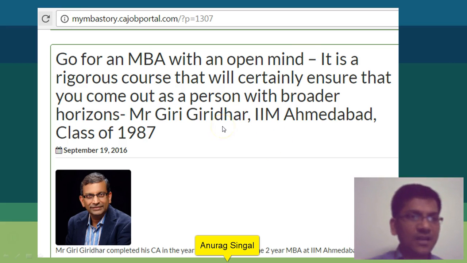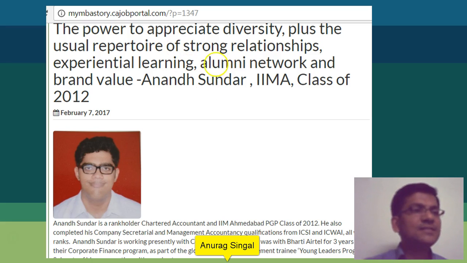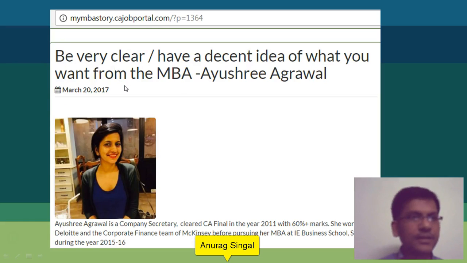Mr. Giri Giridhar, he is a chartered accountant and MBA from the 1987 batch of IIM Ahmedabad. Today he is the senior finance person in Indian Hotels. He says go to an MBA with an open mind. It's a rigorous course that will certainly ensure that you come out as a person with broader horizons. Anand Sundar, again CS, CA, ICWA triplet, single digit ranks, all with ranks, and IIM Ahmedabad class of 2012. He says the power to appreciate diversity plus the usual repertoire of strong relationships, experiential learning, alumni network and brand value. All that an MBA college gives you.